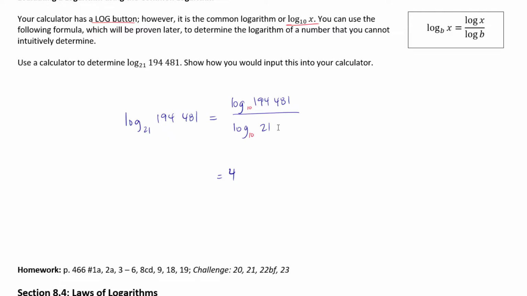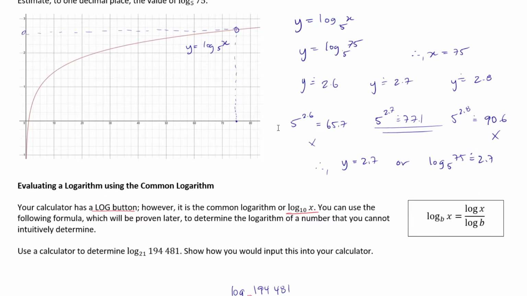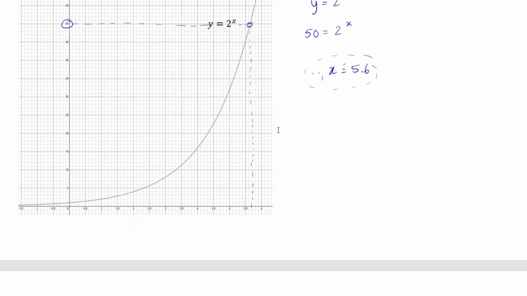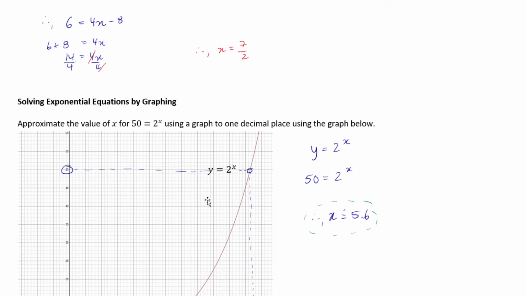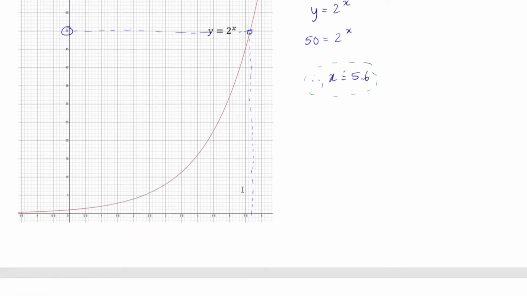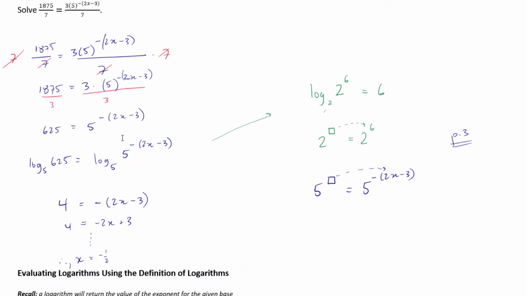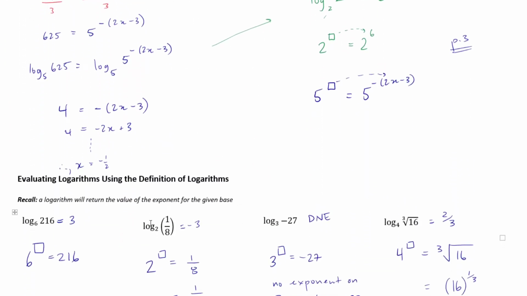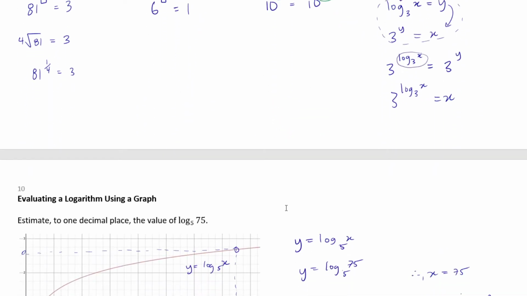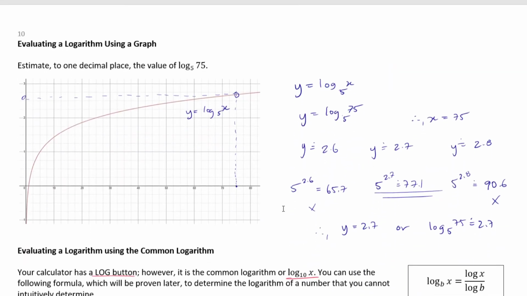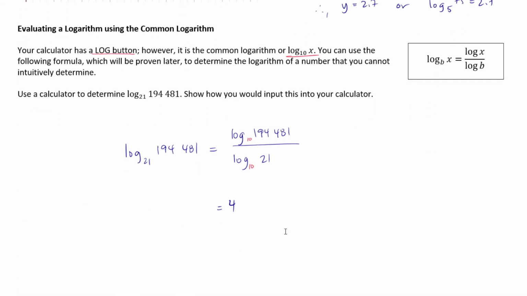Okay, so these are all ways of calculating both logarithms and solving exponential equations. Just to quickly go over it again, the first way we learned is establishing a common base and then making the exponents equal to each other. We can use a graph to solve an exponential equation. We can use a logarithm to solve an exponential equation. And then we can evaluate the various logarithms using the properties of logarithms. And then we can also evaluate a logarithm using a graph as well, or the common logarithm.